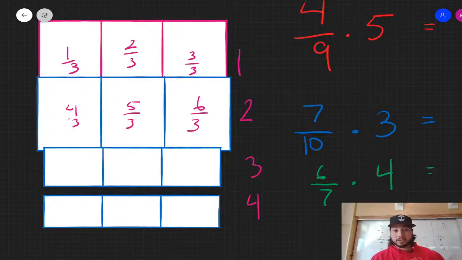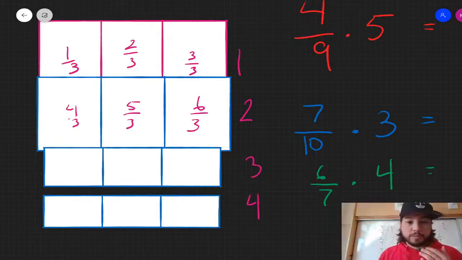And so our 6/3 are equivalent, they have the same value as 2 wholes. Okay, it's like having two pizzas, cutting each pizza into 3 equal pieces. And how many pieces do you have? You have 6. And each piece has the value of a third.